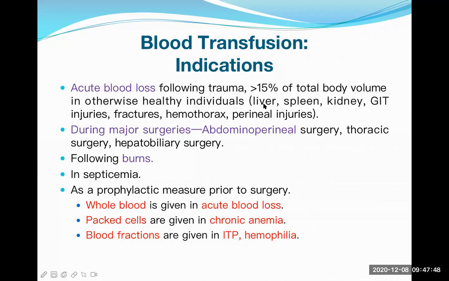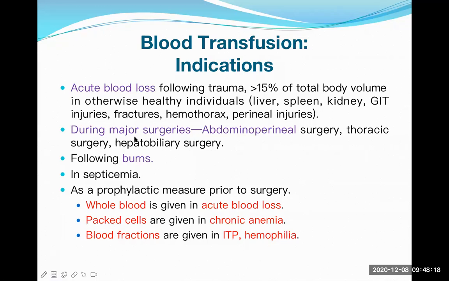That is the way. In case of liver, spleen, kidney, GI tract injury, different types of fractures, pneumothorax and perineal injury, there may be a large amount of blood loss, and quickly this more than 15% will be crossed. So we need blood in this type of injury. See that? Liver rupture, spleen rupture, kidney damage because of trauma and different other types.